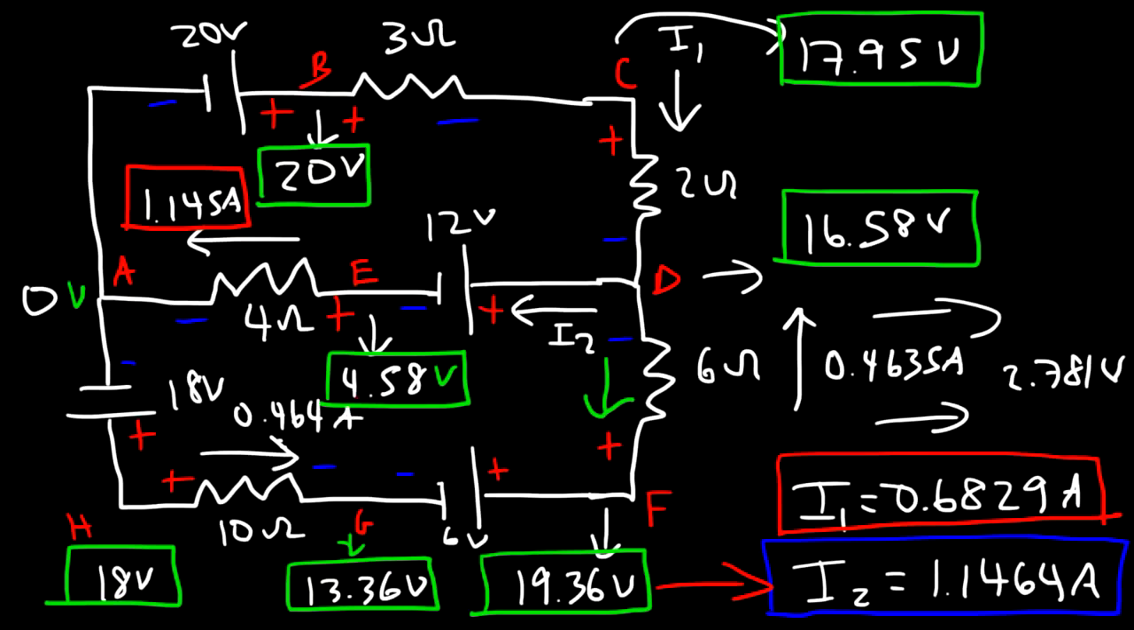Notice that it's approximately equal to I2 minus I1, which is 0.4635 amps. So that means that we're on the right track. So everything is correct in this problem. Now we do have some rounded answers, but it all adds up.